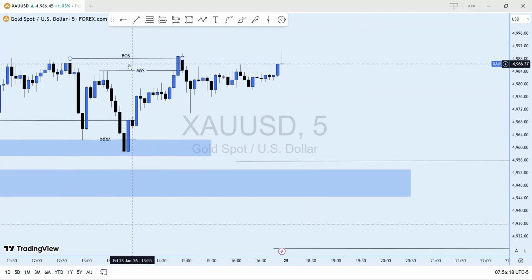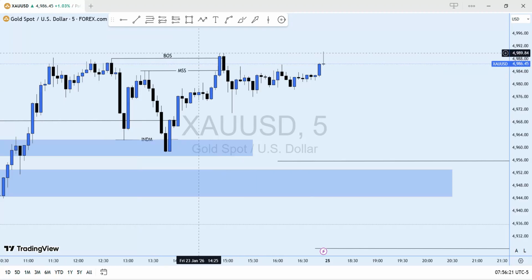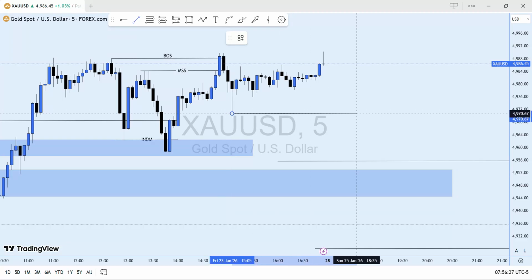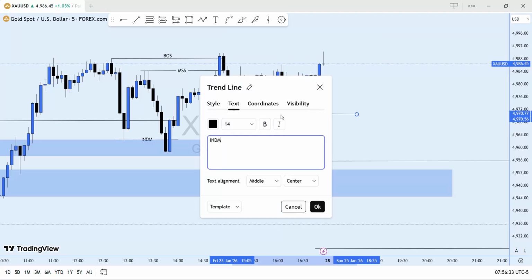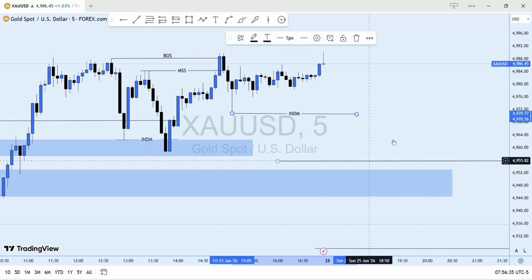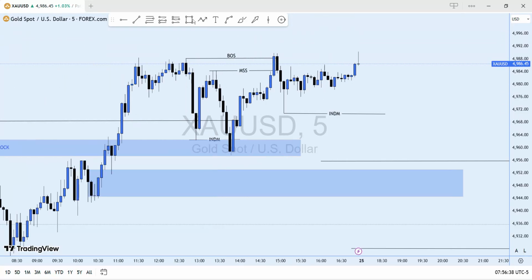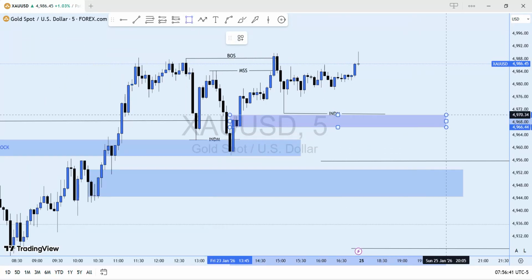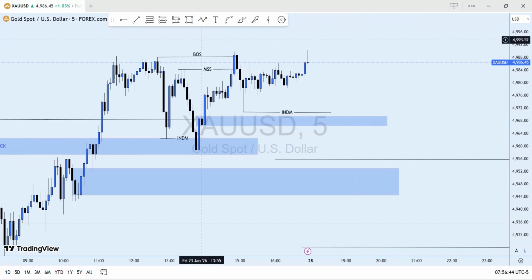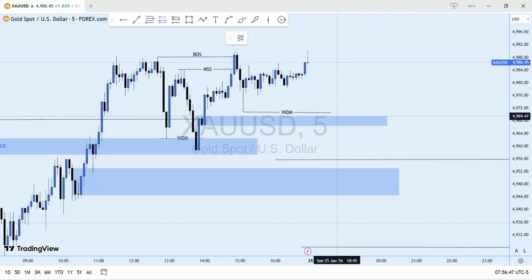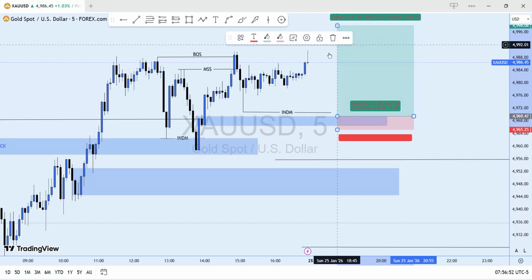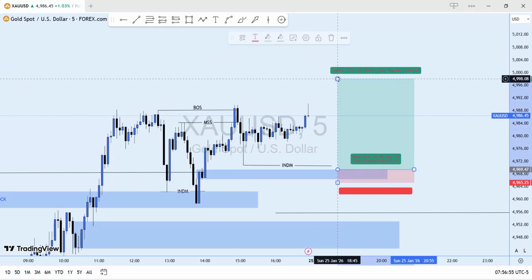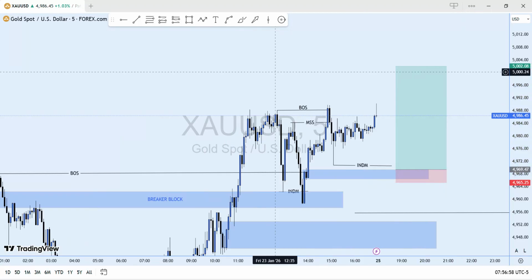All right, this is a break of structure, and then the first pullback after market structure is this pullback, which will be our inducement, right? And then this is our point of interest after the inducement. So this is what I'll be looking out for in the market, targeting the next high, and then some little push to the upside.